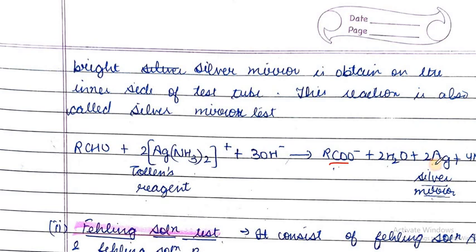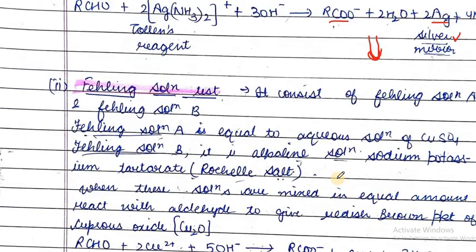This silver mirror is important, and this is seen when we do this in the lab, then the sides of the test tube shine like a mirror, which indicates the silver mirror test. So it is only given by the aldehydes and not by the ketones, so we can easily distinguish between them by this test. So the second is the Fehling solution test.